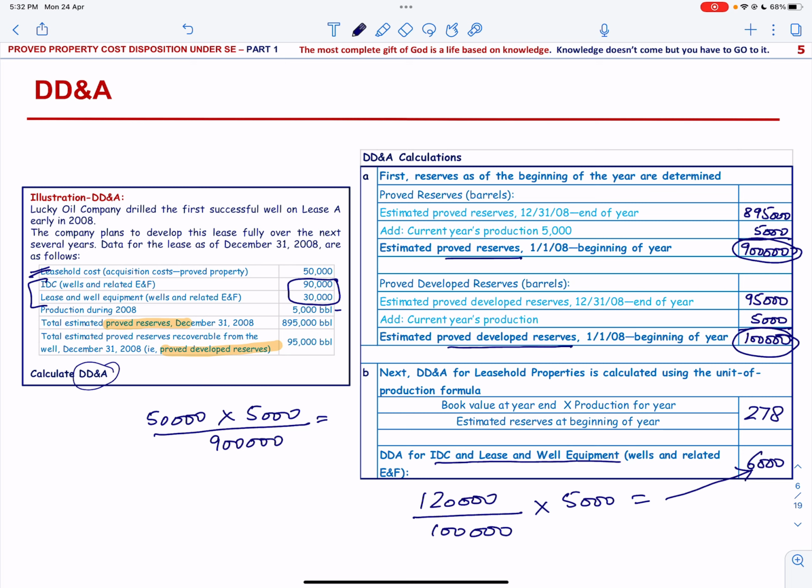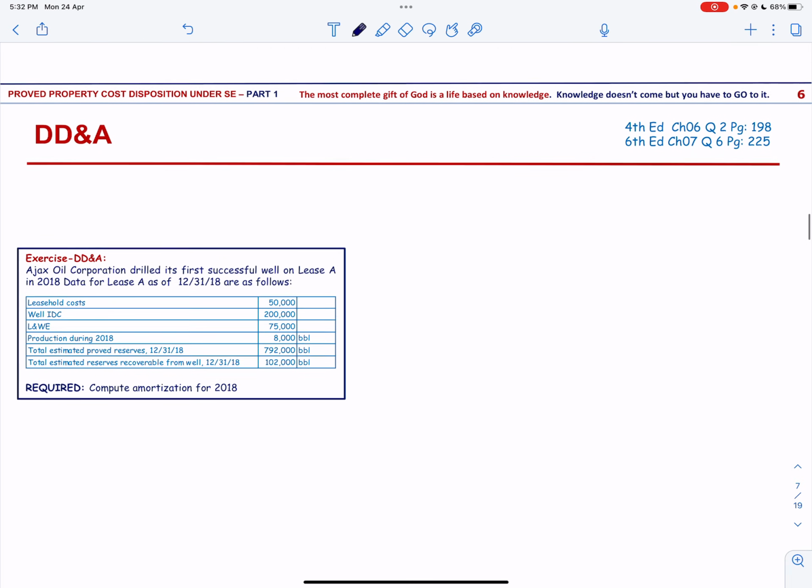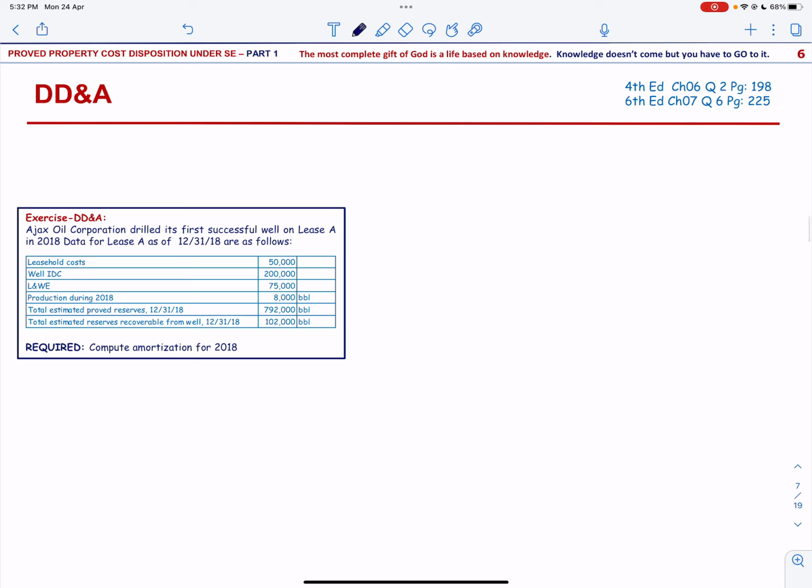Let us solve one more rather similar exercise. Ajax Oil Corporation drilled its first successful well on lease A in 2018. Data for lease A as of 31st December are as follows, and we have to compute amortization, and don't forget it will be for both leasehold cost as well as wells intangible drilling cost and lease and well equipment. So first of all, let us calculate the DD&A for the leasehold.